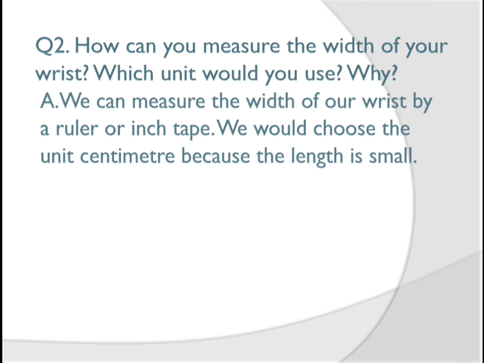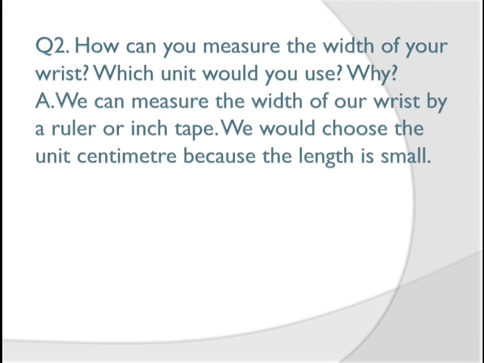How can you measure the width of your wrist? Which unit would you use? Why? The width of your wrist can be measured using a ruler or the inch tape. Inch tape will be easier. An inch tape is generally used by a tailor, isn't it, children? And it will be in centimeters, not in millimeters. Millimeters are very small, isn't it? So the unit we use to measure the wrist is centimeters. And why? Because the length is small, that's why.